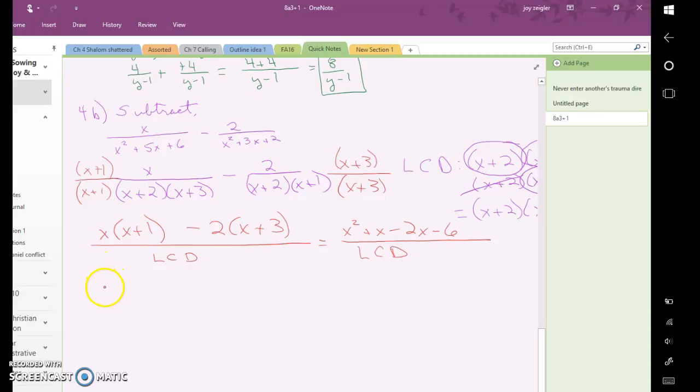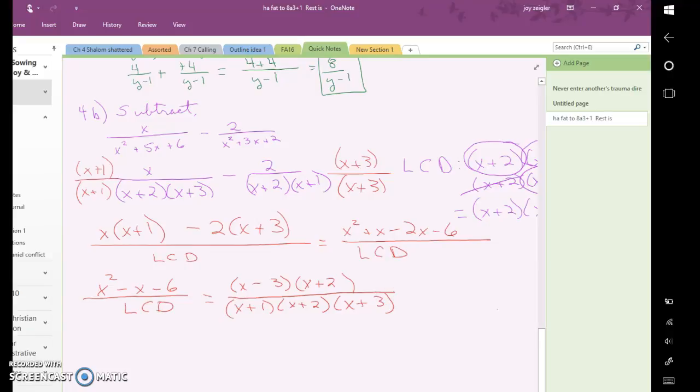So let's rewrite our numerator by combining like terms, and we have x squared minus x minus 6 over the LCD. Now we can actually factor the numerator and then possibly reduce this fraction sum. So the numerator has an x minus 3 and an x plus 2, and if you FOIL that, you'll see it's the same as x squared minus x minus 6. So now all we have to do is cancel the x plus 2's, and we're left with our answer, x minus 3 over x plus 1, x plus 3.